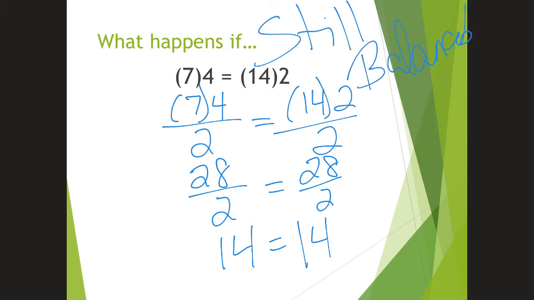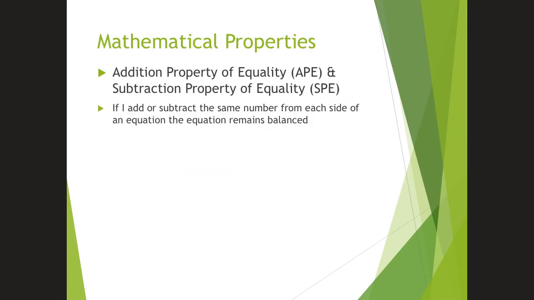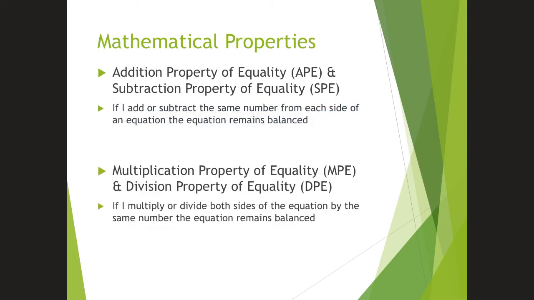So what we just saw was a demonstration of these mathematical properties. So the addition property of equality and the subtraction property of equality, and I do abbreviate those. Usually I use APE and SPE. They say if I add or subtract the same number from each side of an equation, the equation remains balanced. Remember, all of our equations are just balancing acts. So make sure that you get this on your guided notes. If I add or subtract the same number from each side of an equation, that equation remains balanced. Very important thing we need to know.